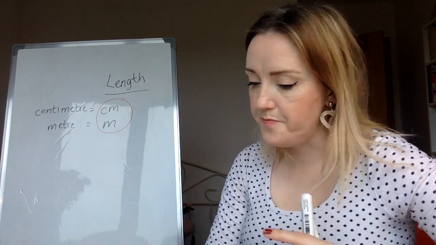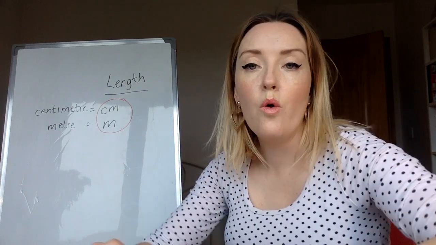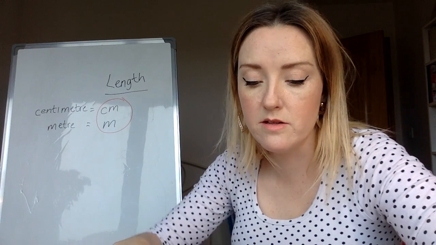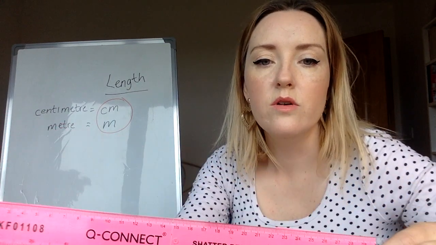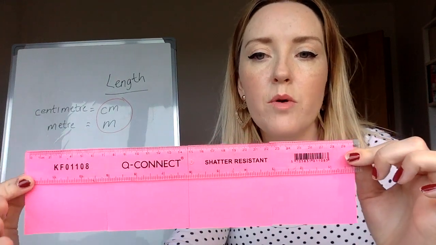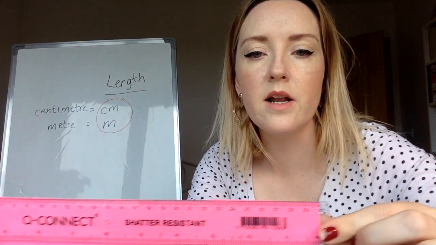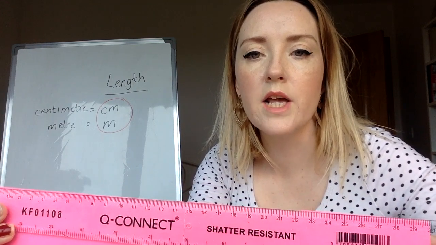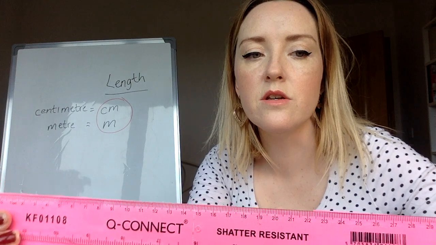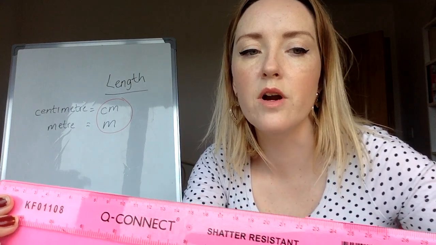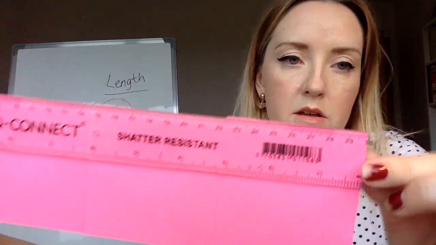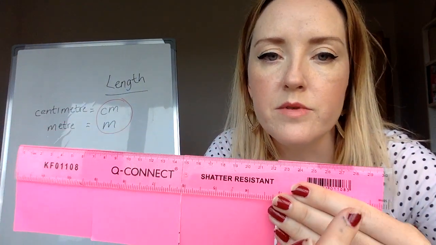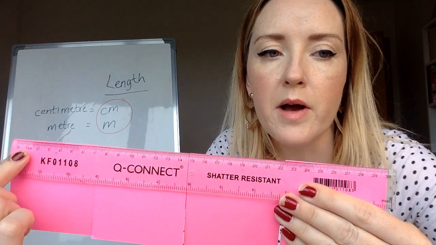So centimeter and meter. Now, where would you have seen centimeters in the class? I've just stuck some post-it notes onto my clear ruler just to show you. Can you see centimeters on this ruler? It's harder for me to see it when I'm doing it. It goes backwards for me.